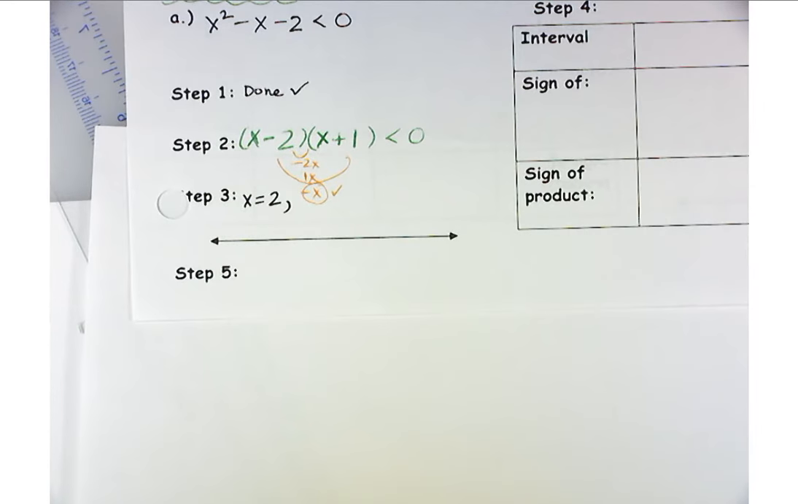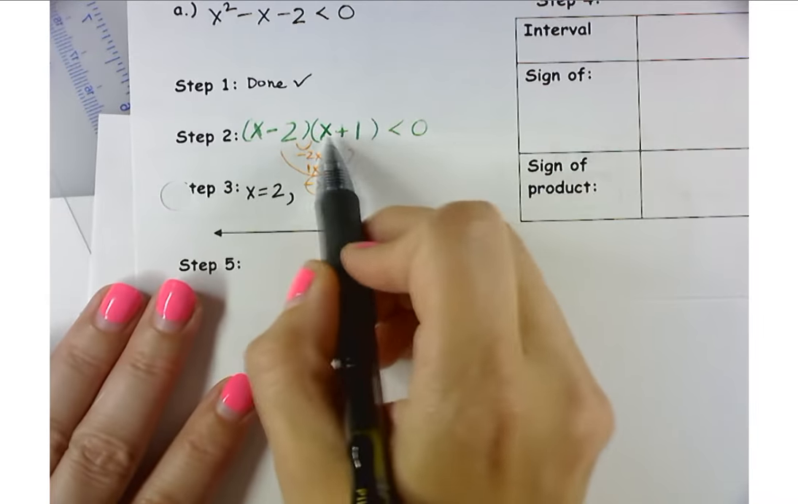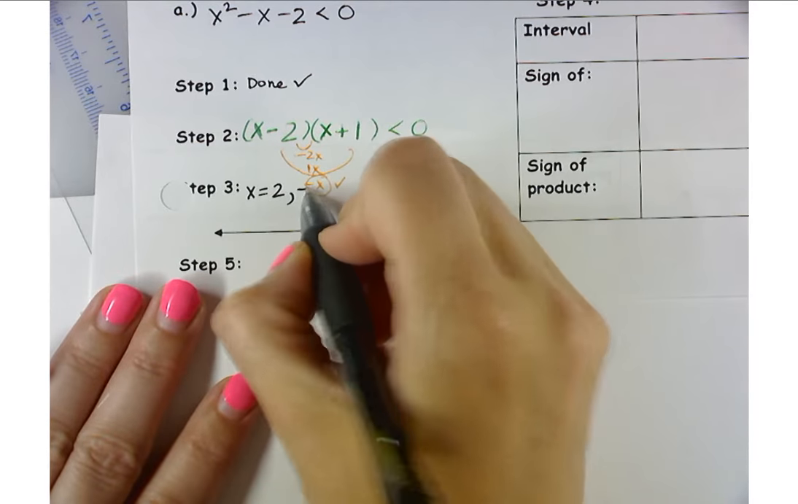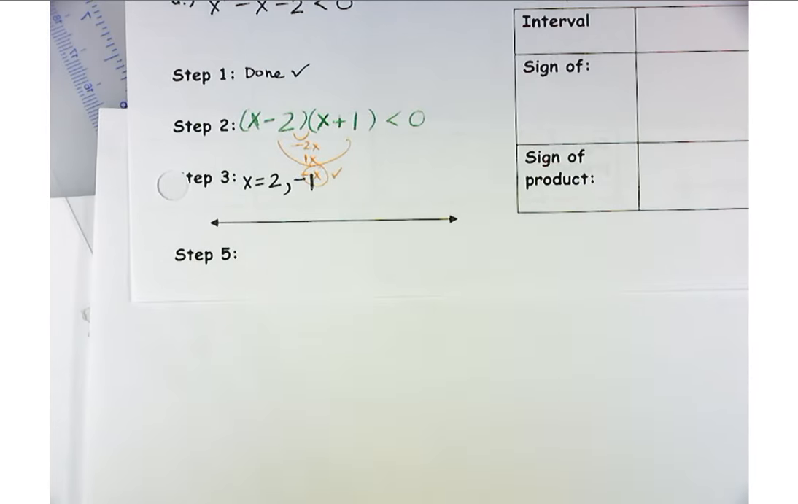Okay, and then Joanna, for this factor, what could I plug in for x that would make that 0? -1. Okay, so my two values are going to be 2 and -1. And again, I got those because those are the two values that when I plug them in, I get 0. Okay, questions for me so far?